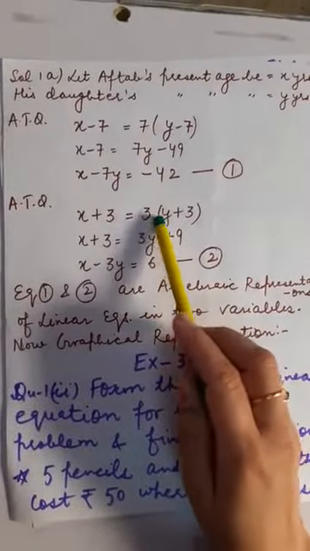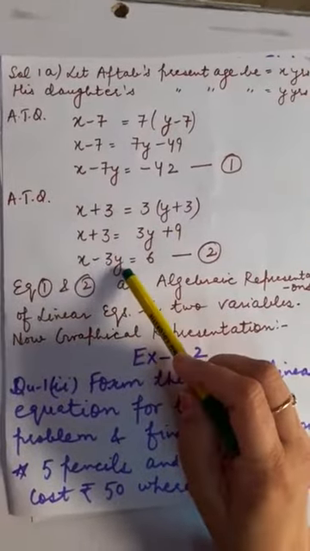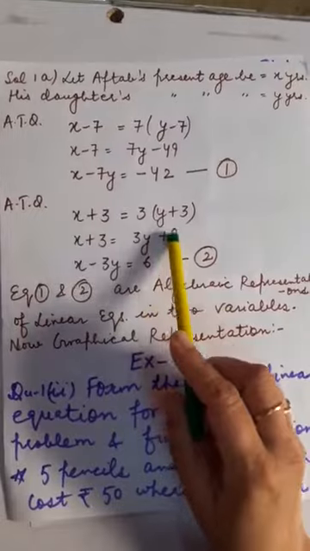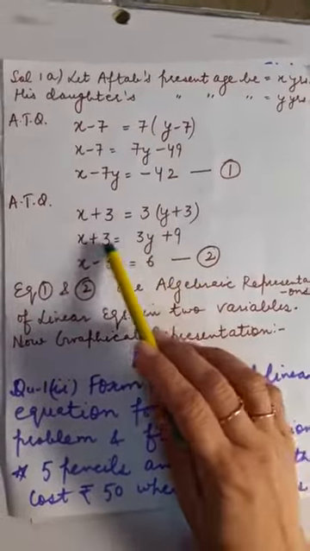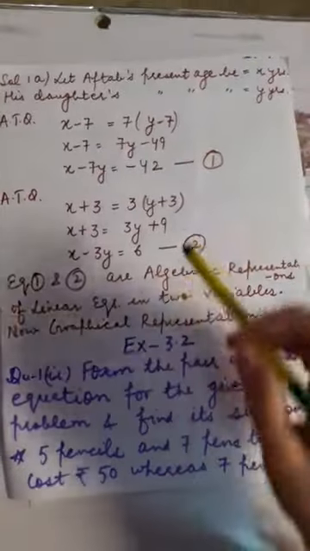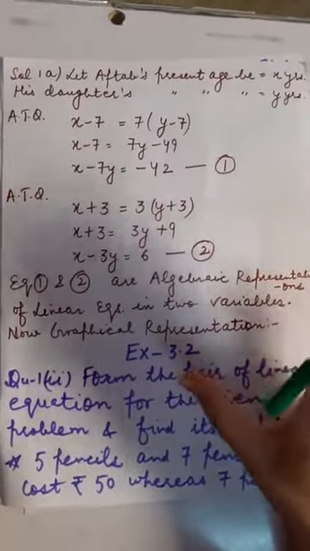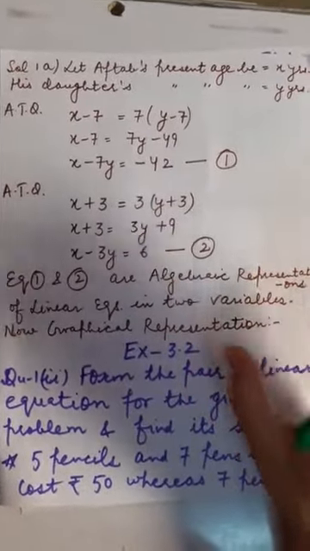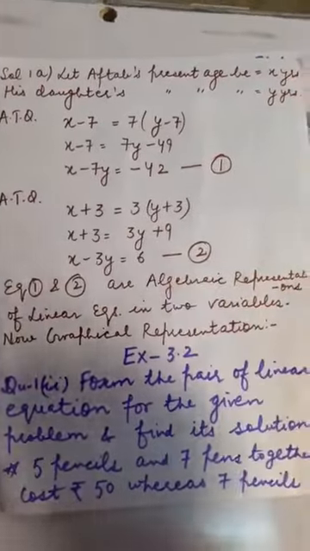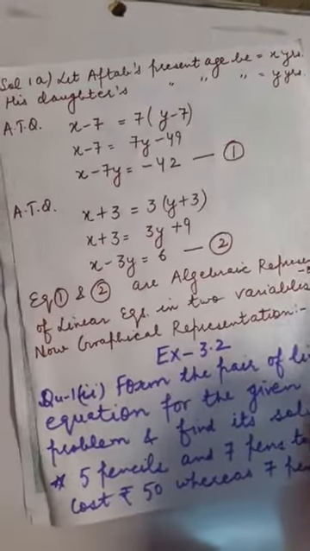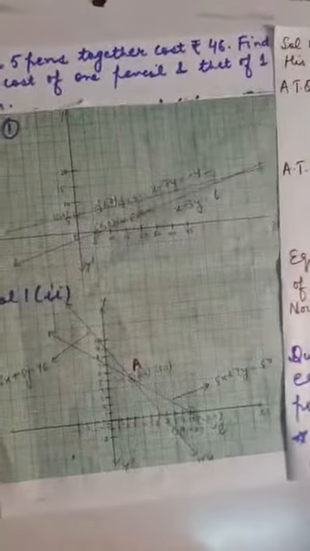This is x. 3y I have brought on this side. This is minus 3y. And this 3 has gone on the other side of the equal sign and has become 9 minus 3, that is 6. Now this is equation 1 and 2. They both are the algebraic representation of the pair of linear equations which is demanded in the question. Now I am going to switch to the graphical representation of the same.